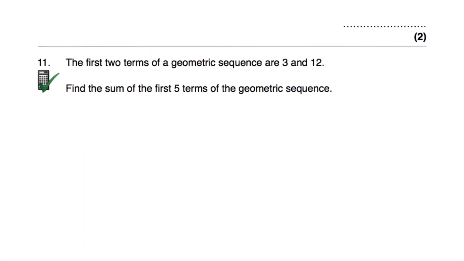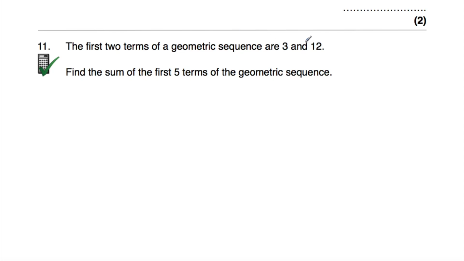So question number 11, we're told the first two terms of a geometric progression are 3 and 12. So 3 and 12. They're the first two terms of a geometric progression. And we've been asked to find the sum of the first 5 terms. So we've got the first term, the second term. Let's find out what we're multiplying by each term. So to get from 3 to 12, 12 divided by 3 is equal to 4. So we're multiplying by 4 each time.